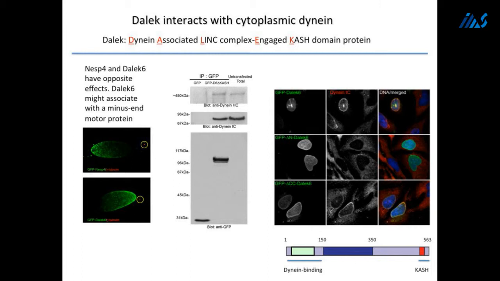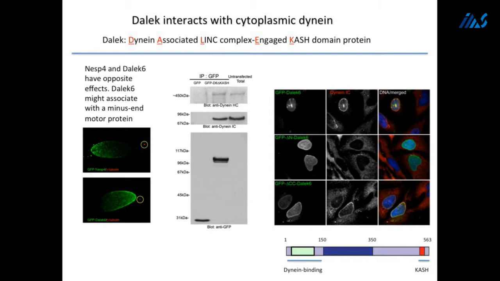One of the first things we noticed, however, when we introduced it into HeLa cells was that it behaves in exactly the opposite way to Nesprin 4. You recall, in the case of Nesprin 4, it tends to concentrate at the pole of the nucleus that's most distant to the centrosome. This new protein, Dalek, tends to concentrate at the opposite pole, closest to the centrosome.